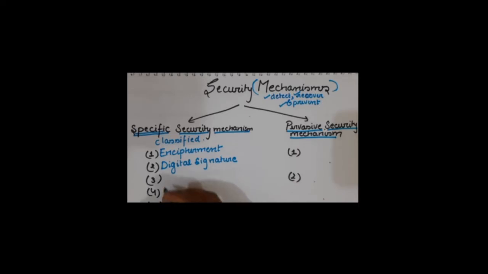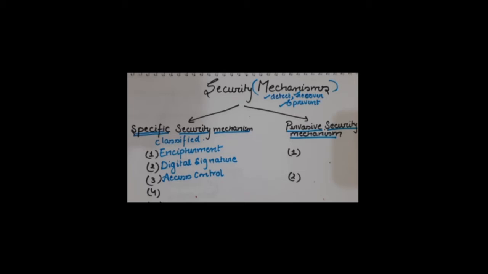Moving ahead, the third security mechanism is access control. Now, what do you mean by access? Access is to access different data. Now, if you allow everybody to access everything, this is not security. This is not good for security. What you can do is you can restrict the accesses.